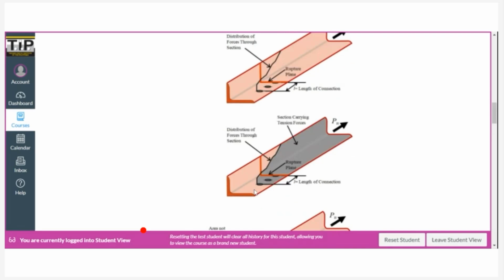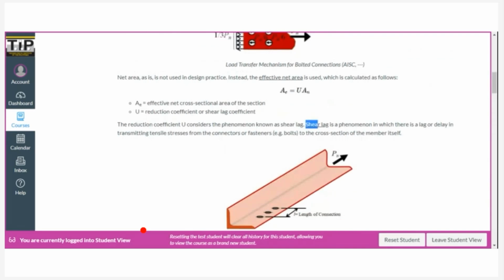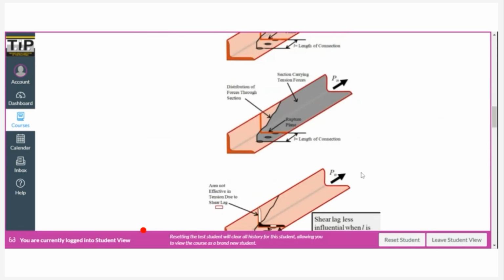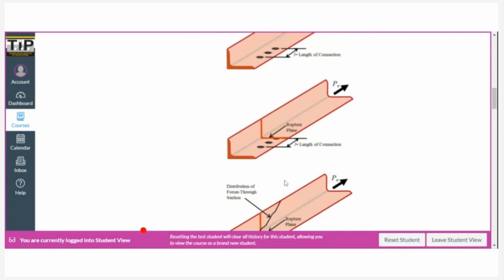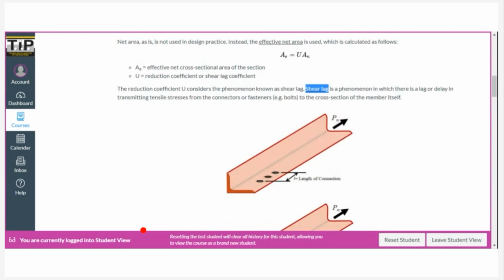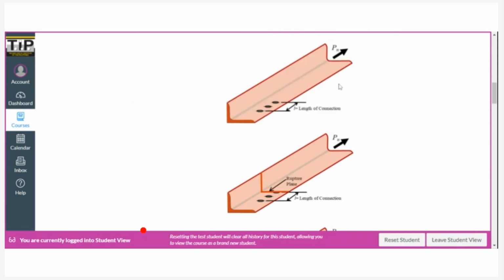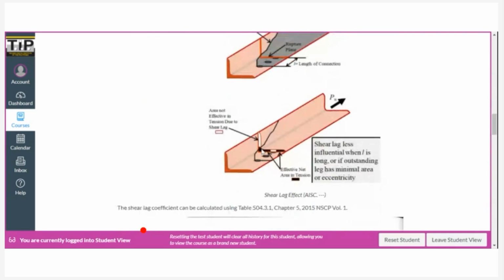Okay, that's why we also observe, for example, if we subject a material to tension, minsan nagkakaroon ng gantong klaseng failure pattern. It's because of this one. Okay, it's because of shear lag. Okay, so the shear lag coefficient here aims to estimate the effective net area, the area that actually carries the load at this particular plane.